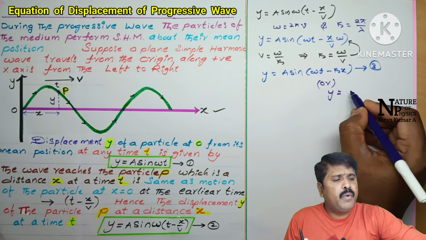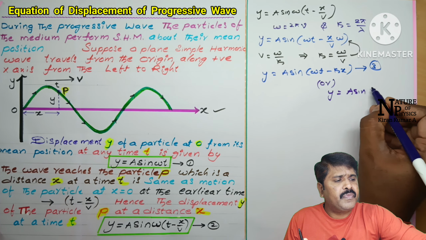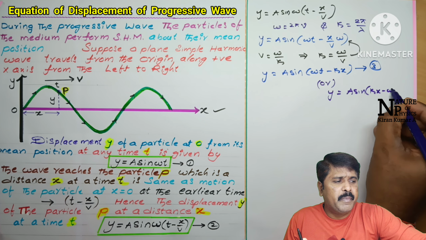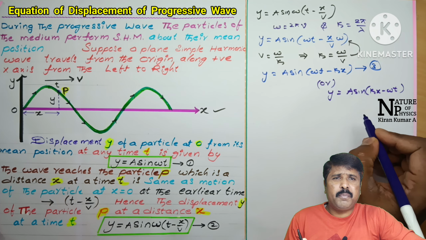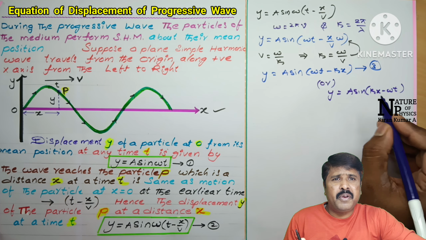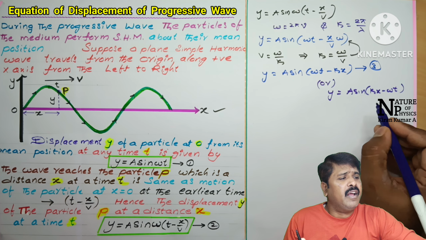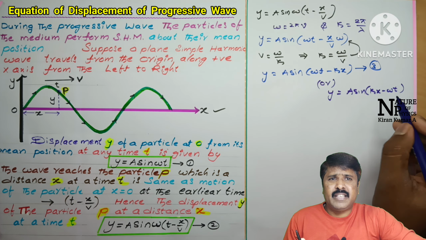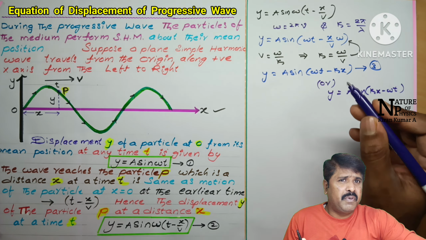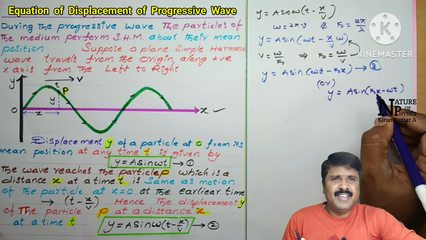Also, we can write this equation as y equals a sin of kx minus omega t. The proof of this equation I will give in another video from Nature of Physics. Both equations are the same, and I gave the proof. The video link I will provide in the description.